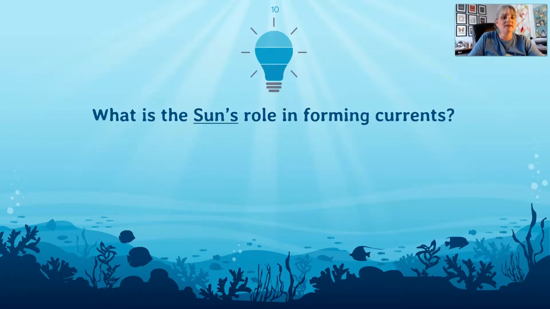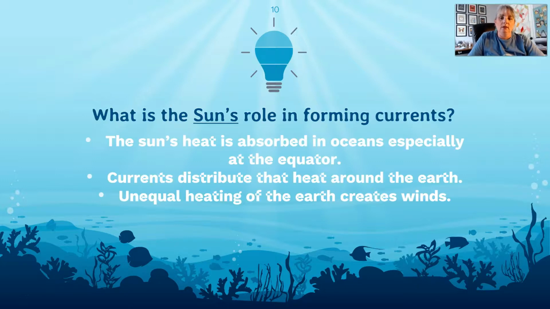All right, what is the sun's role? What would the sun have anything to do with our oceans? So basically, I want you to think about the sun heating the Earth, and it is particularly heating the oceans at the equator. And those currents are distributing that heat around the Earth.